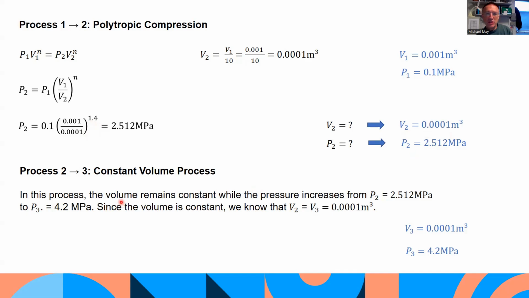So for process 2 to 3, it's a constant volume process. In this process, the volume remains constant while the pressure increases from 2.5 up to 4.2 megapascals. Since the volume is constant, we know that V2 equals V3. So now we have V3 and we have P3 as well.